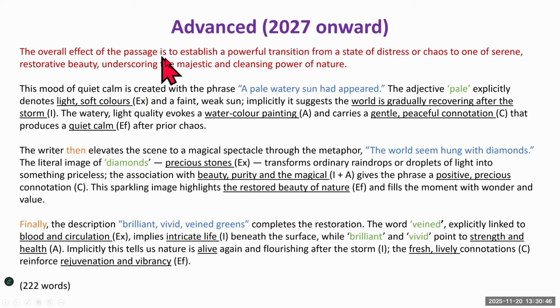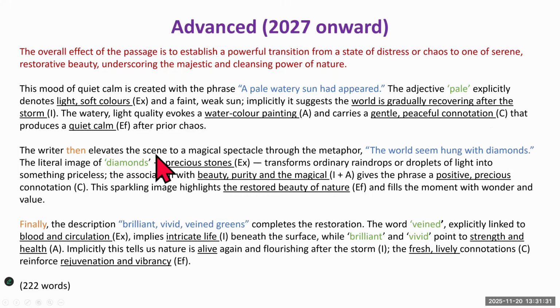The overall effect of the passage is to establish a powerful transition from a state of distress or chaos to one of serene, restorative beauty, underscoring the majestic and cleansing power of nature. This mood of quiet calm is created with the phrase, a pale, watery sun had appeared. The adjective pale explicitly denotes light, soft colors and a faint, weak sun. Implicitly, it suggests the world is gradually recovering after the storm. The watery light quality evokes a watercolor painting and carries a gentle, peaceful connotation that produces a quiet calm after prior chaos.